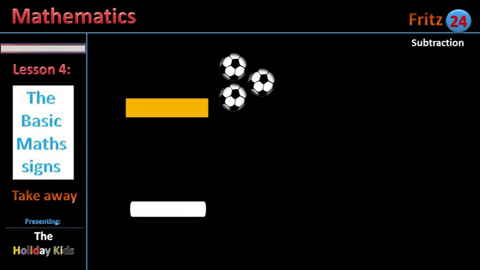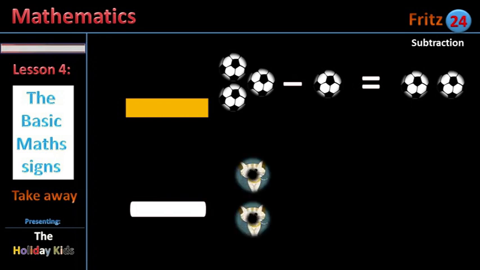We have 3 balls minus, which is the same as take away or subtraction. 3 balls minus or 3 balls take away 1 ball. If you have 3 balls and you remove 1 ball, how many balls are left? 1, 2. So 3 balls minus 1 ball is equal to 2 balls.